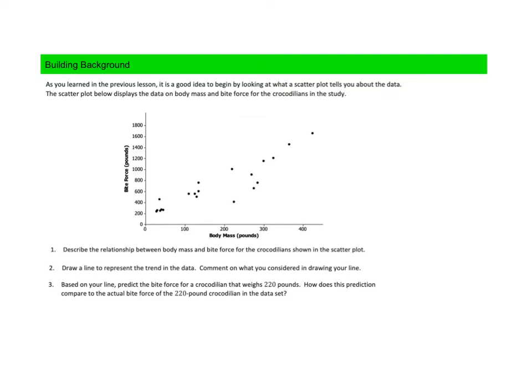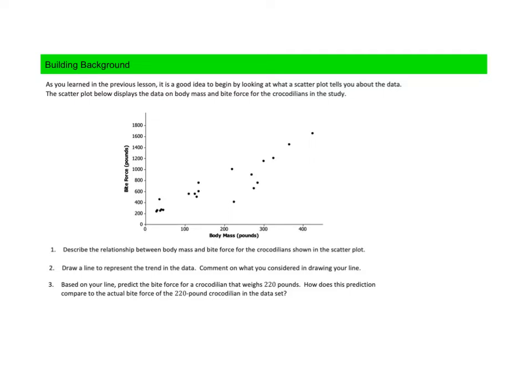All right, so here we have that information that was in that table displayed in a scatter plot. It's much easier to see a trend, to read the data. It says, as you learned in the previous lesson, it's a good idea to begin by looking at what a scatter plot tells you about the data. The scatter plot below displays the data on body mass and bite force for the crocodilians in the study.